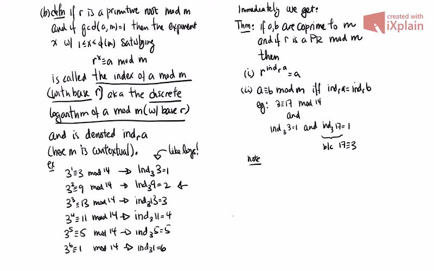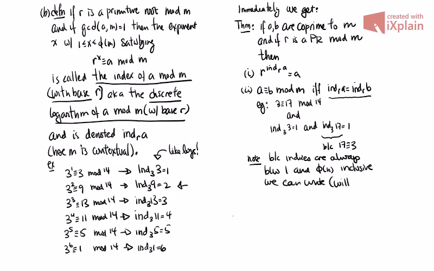Now, just a little note about this statement right here. Because indices are always between 1 and phi of m, inclusive, in other words, they can be equal to those, we can write the following.